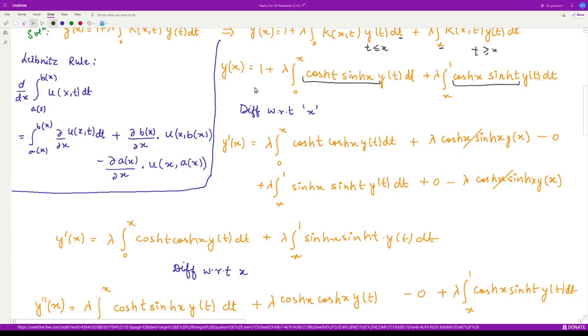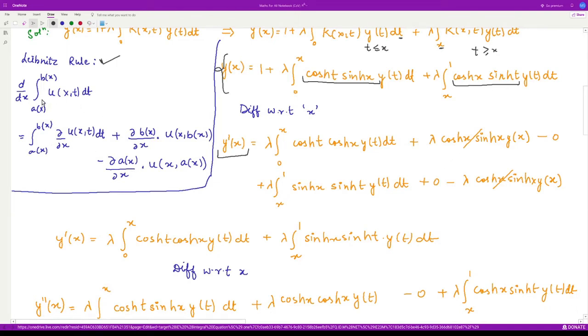What can we do? We can differentiate this to obtain the corresponding differential equation, and then we will solve the differential equation. So when we differentiate it with respect to x, the left hand side becomes y dash x, the derivative of 1 becomes 0, then the derivative of this integration. We can calculate it using the Leibniz rule. I hope you recall it. It is given to be like this.